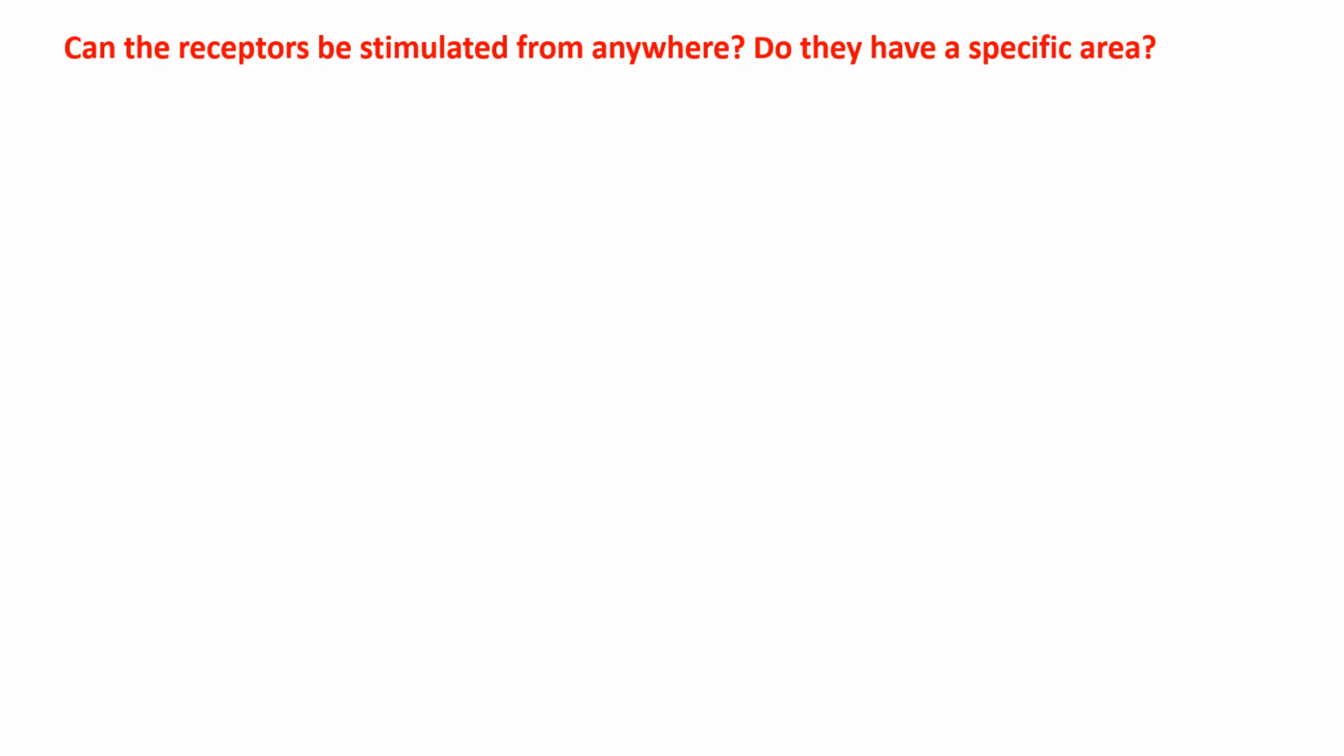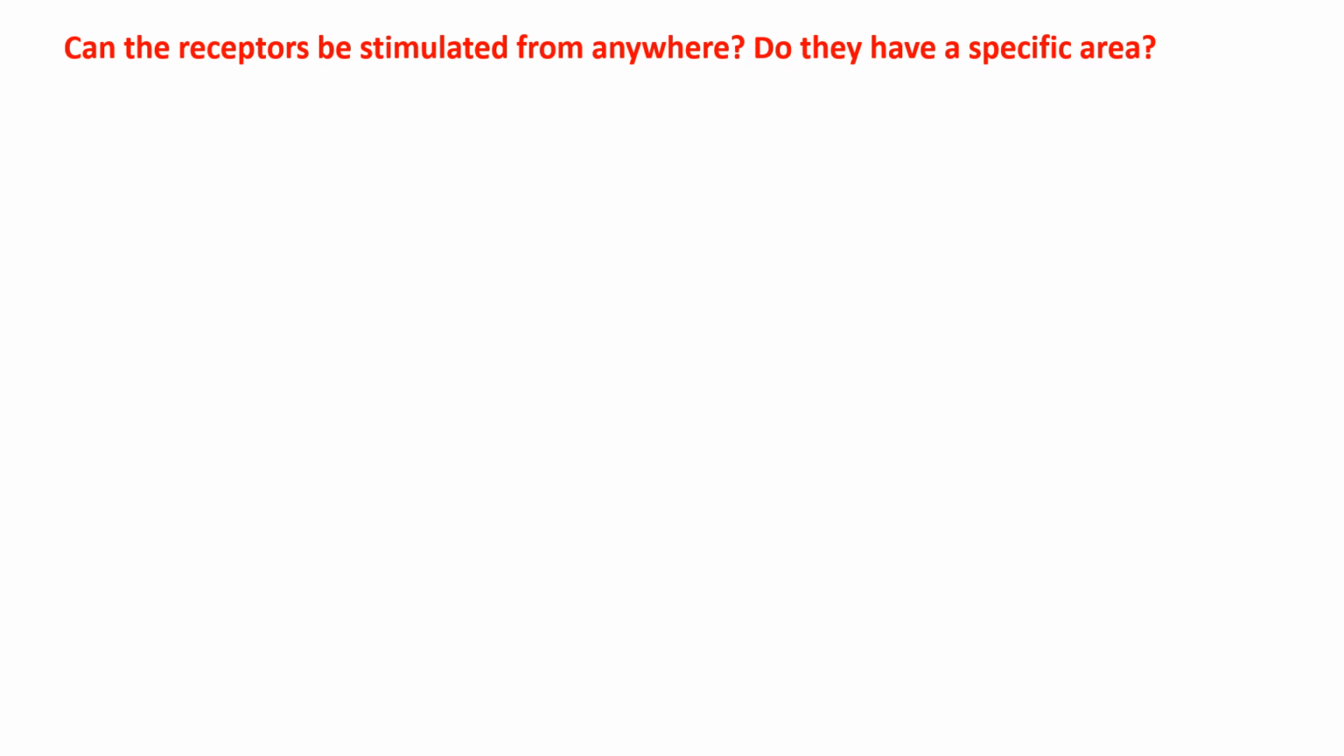Can the receptors be stimulated from anywhere? Do they have a specific area? That's the next question you might ask. So far we have spoken about the different types of receptors. We have very briefly spoken about the mechanism of how these receptors are excited, and we have spoken about the adequate stimulus, that each receptor has its own specific stimulus that stimulates it. And we have also learned about the relationship between stimulus strength and the receptor potential. So we have learned that as the stimulus strength increases, the receptor potential increases, and with it also the frequency of action potentials that are generated in the nerve.